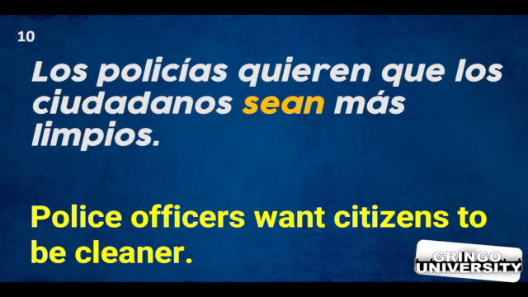Los policías quieren, that will be the first clause in the present tense. Que, to join these two clauses, los policías quieren que los ciudadanos, citizens, sean más limpios. The verb ser, which is this one, will be in the subjunctive form because it's in the second clause. So let's read it again. Los policías quieren que los ciudadanos sean más limpios. Fácil? Easy? So let's practice a little bit.